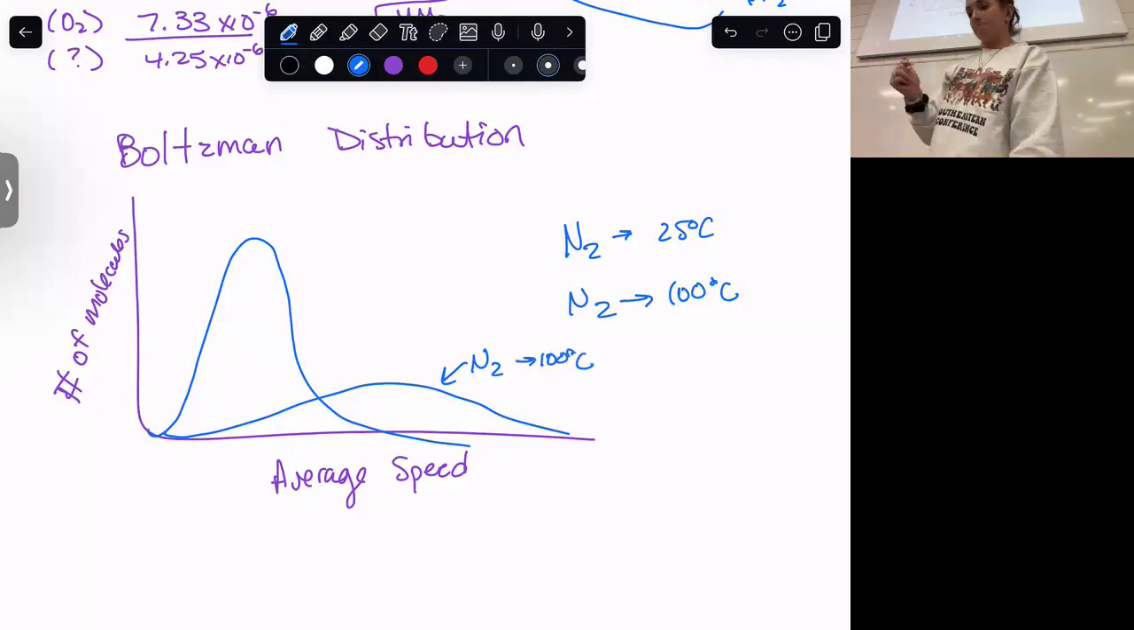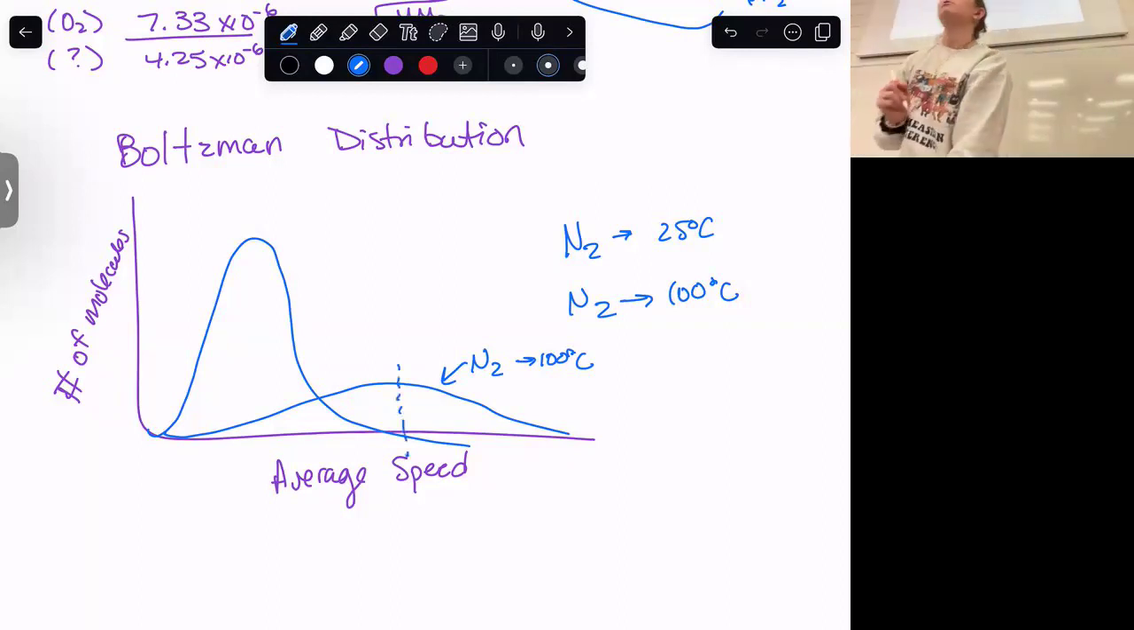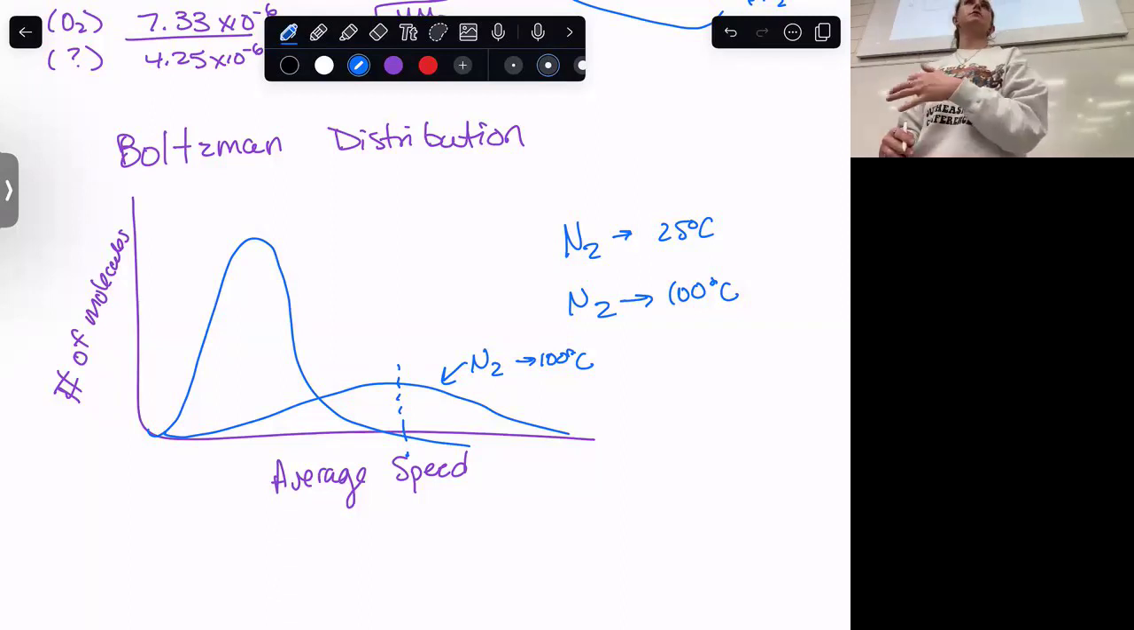is going to be your flatter one, because we have more molecules at a higher speed, right? The higher the temperature, the faster our molecules are moving. So a larger number of those gas molecules are going to be in that higher speed range. Whereas at the lower temperature, they're not moving as fast, so there are going to be more of those at the lower end speed of your distribution. Okay. So the taller the peak, the lower the temperature.